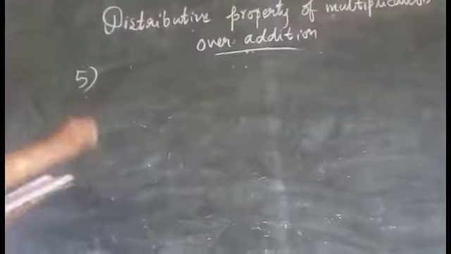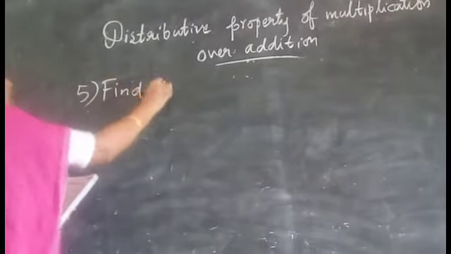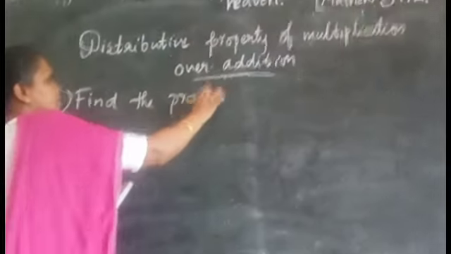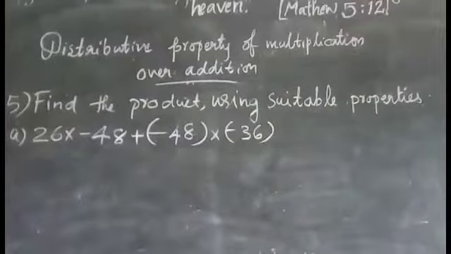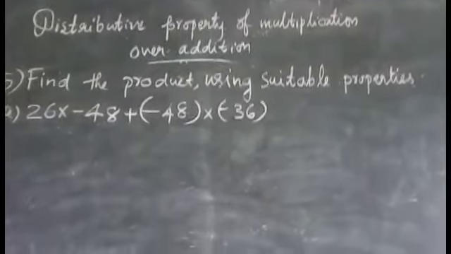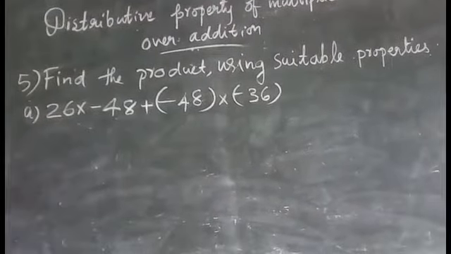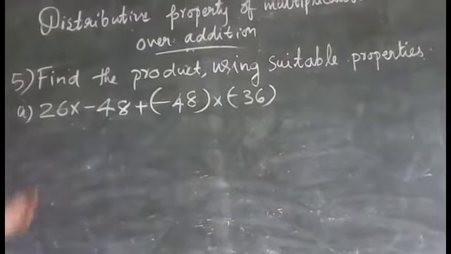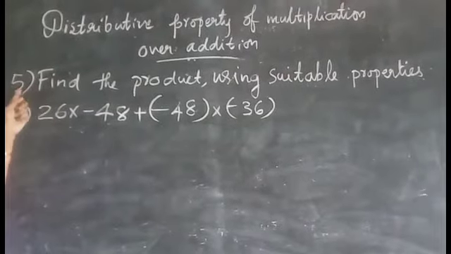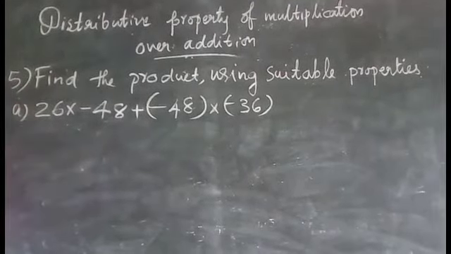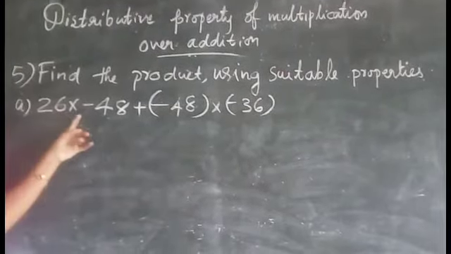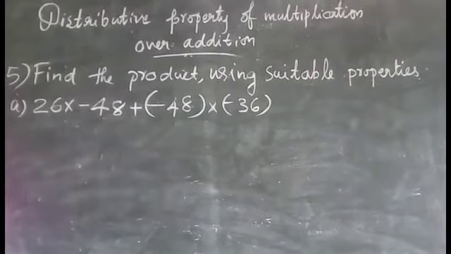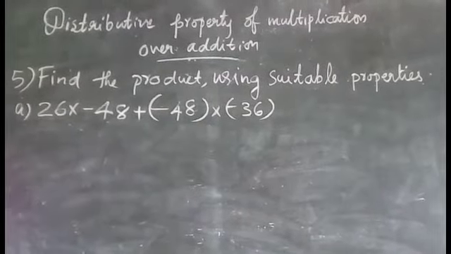Find the product using suitable properties. Find the product. Next section, fifth one: find the product using suitable properties. A. 26 into negative 48 plus negative 48 into negative 36.